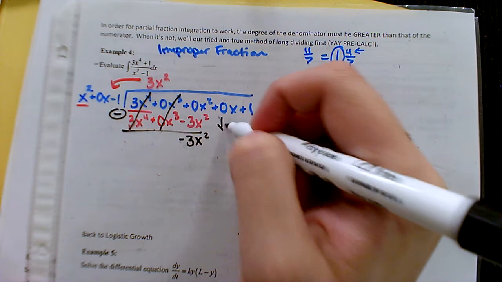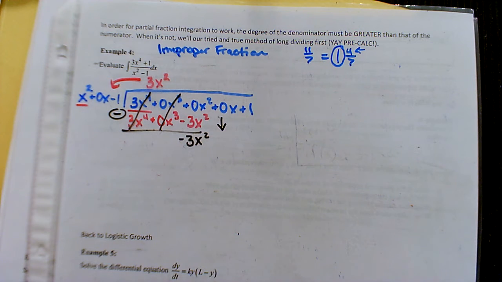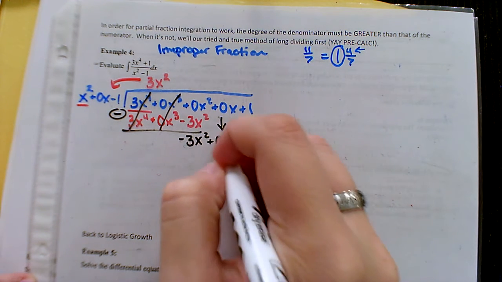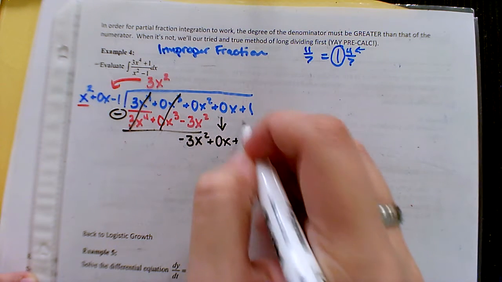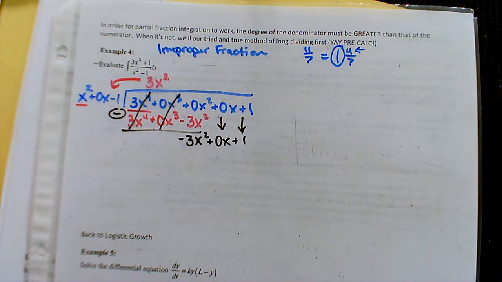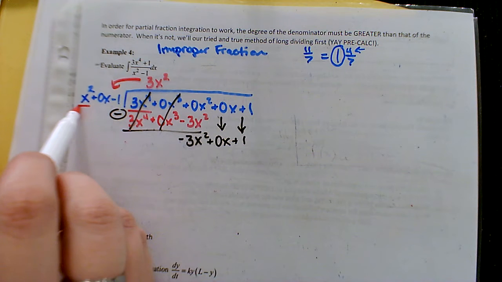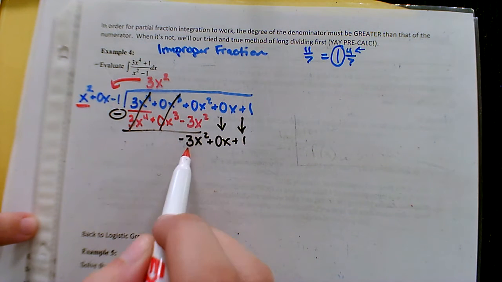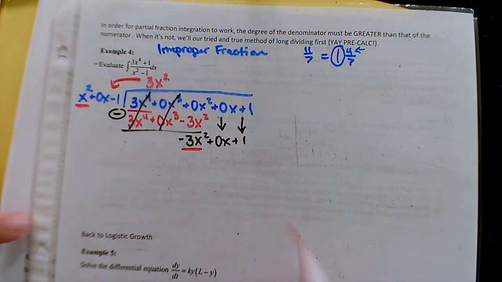Don't you typically bring down the next term? Okay, you could bring down the next term. Maybe you want to bring down both. It really doesn't matter, because after all, we're still focusing on just the first terms. So now we're going to take a look at that x squared again from the divisor, and our new dividend first term is negative 3x squared.